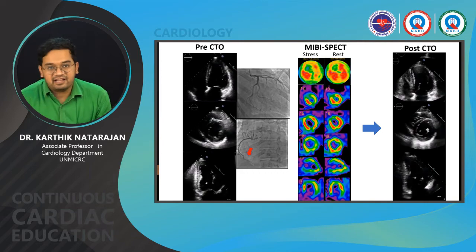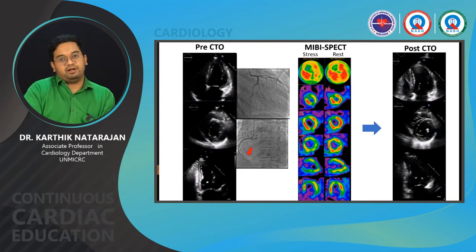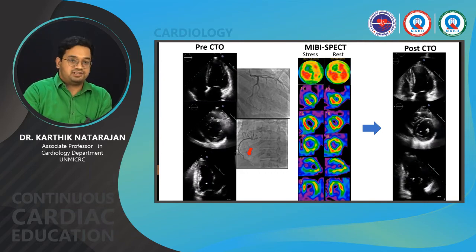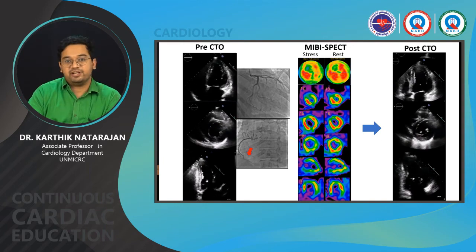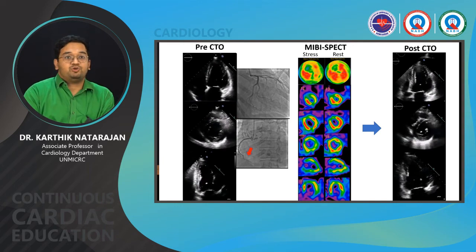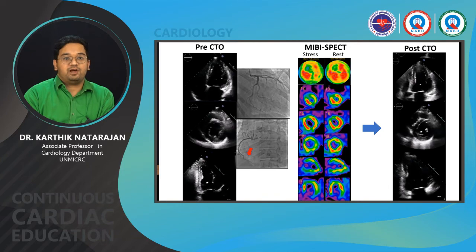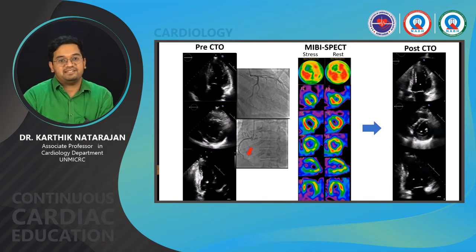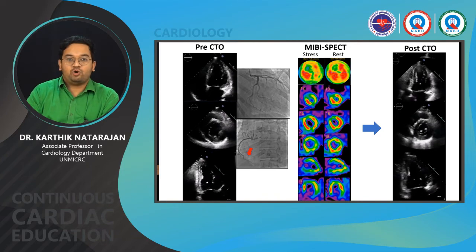This is a very common and very interesting indication to us interventional cardiologists, because we come across CTO day-to-day in our practice. So this patient had an old inferior wall MI, there is mild inferior wall hypokinesia, and the RCA is totally occluded.